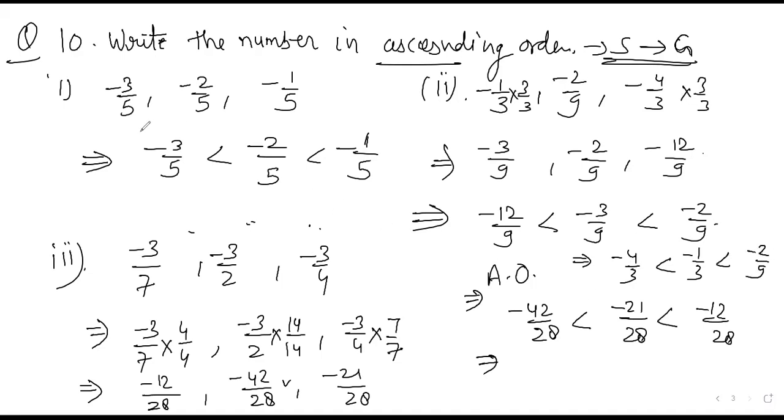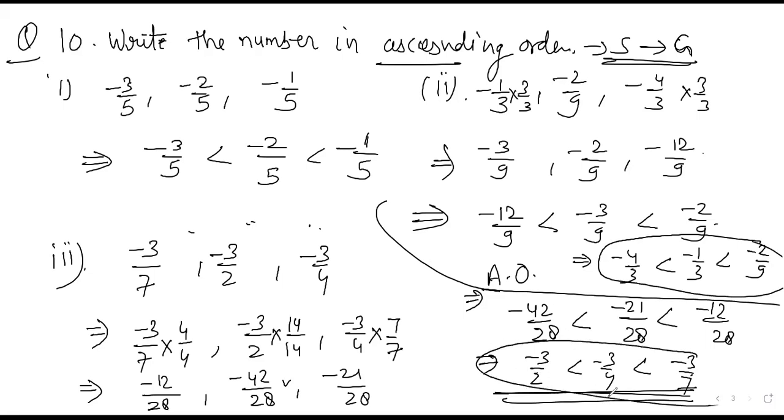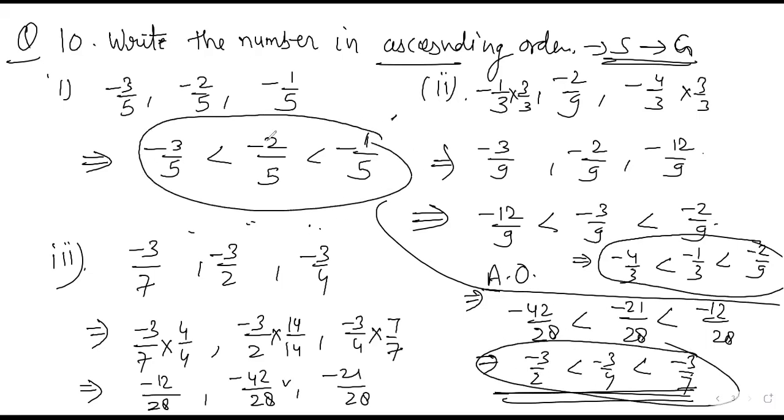I think here it is already given and written. So here 42/28 will be coming of which number? That is minus 3/2. 21/28 is minus 3/4, and this one is minus 3/7. This is the answer in ascending order.